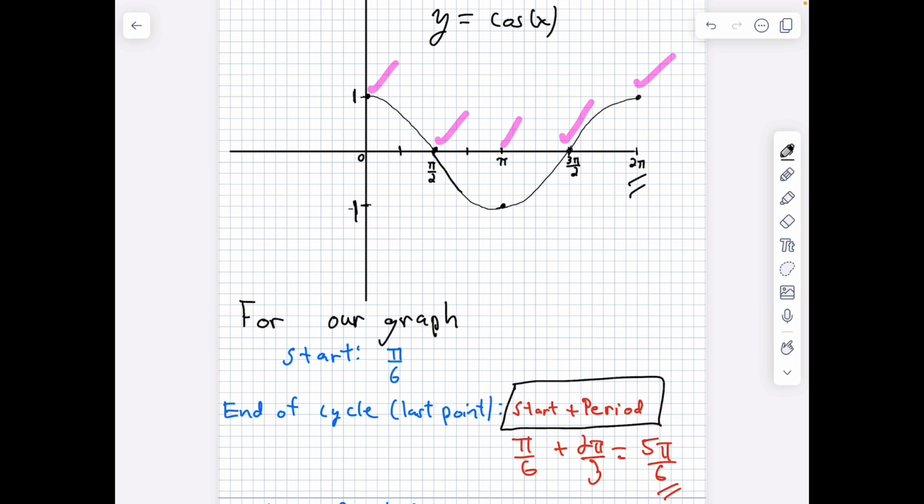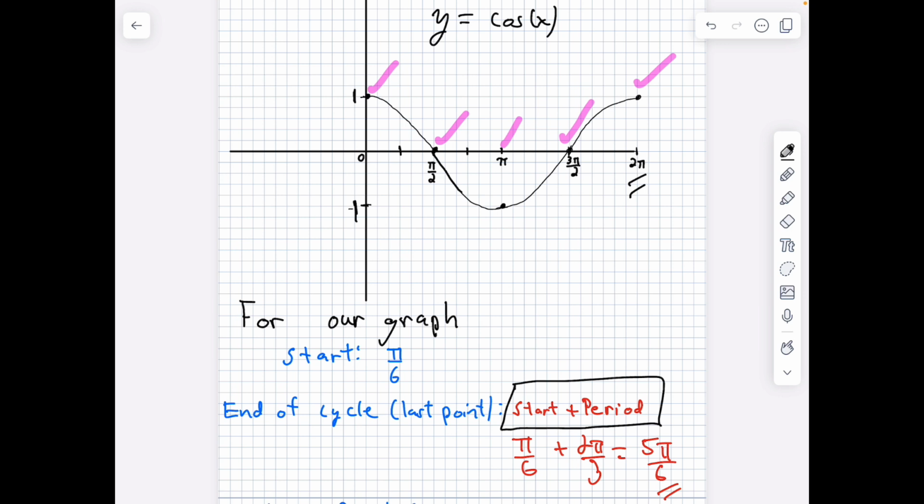So that's great, but then we need to know what the other points in the middle are. Meaning, where is the new pi over 2 going to be? The new 3 pi over 2. And the way this works is, if you notice the graph of cosine of x, those points are spaced apart equally from each other. So 0 to pi over 2, pi over 2 to pi, pi to 3 pi over 2, 3 pi over 2 to 2 pi, they're all pi over 2 units away from each other.